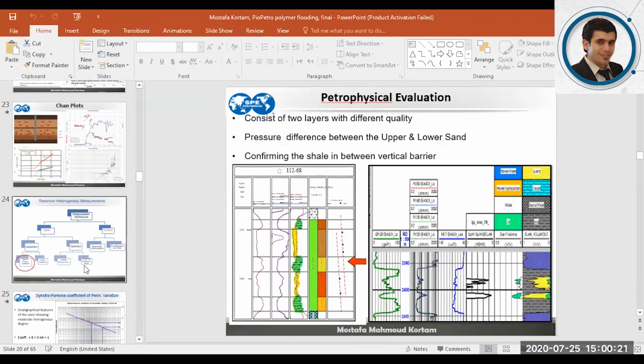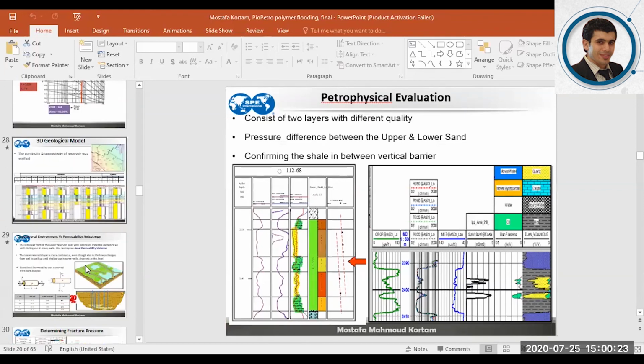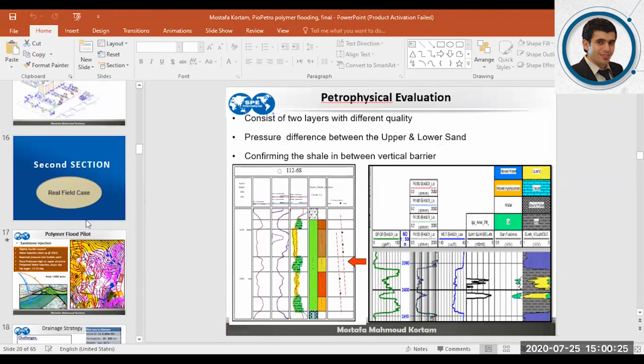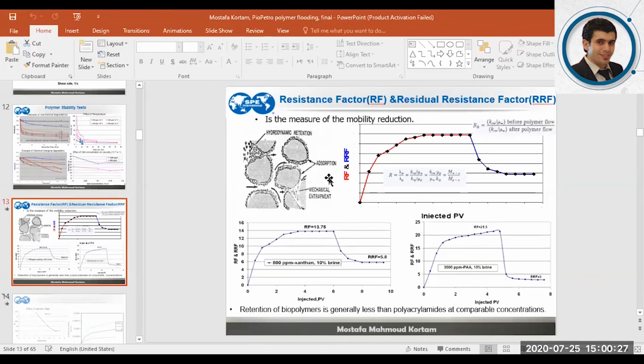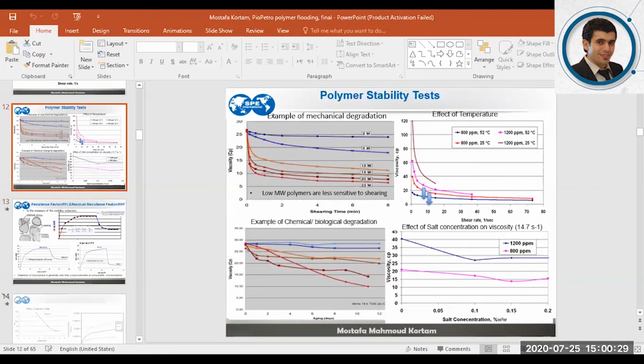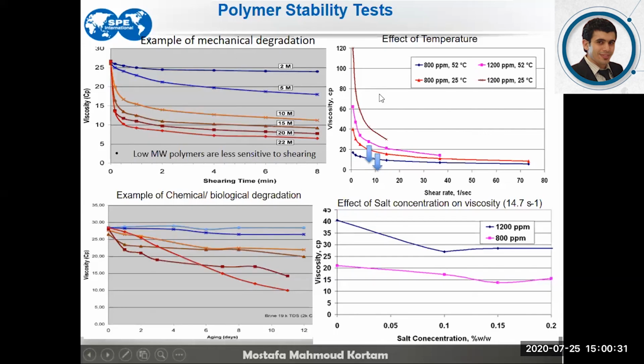Okay, we already reviewed this effect in one of the charts that demonstrates the polymer stability. It's an experiment where we are measuring the polymer viscosity for a particular concentration, or for different concentrations, with different salinity and with different mixing salinity.